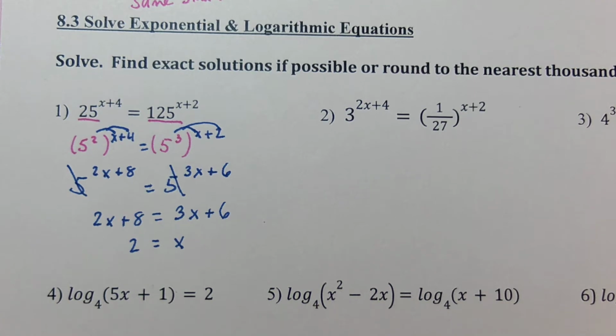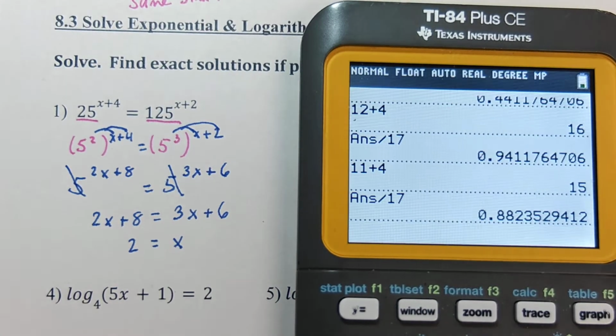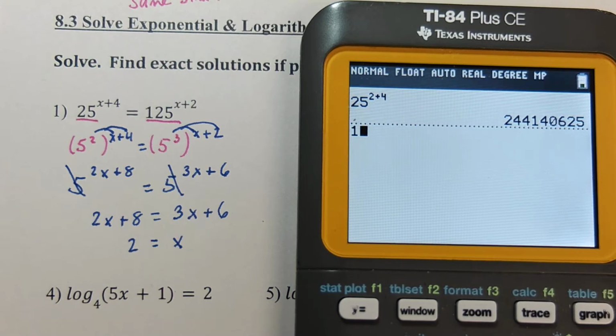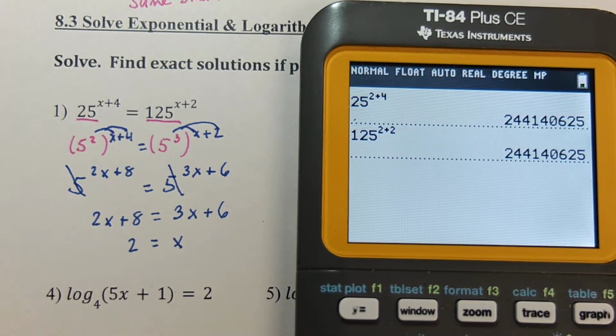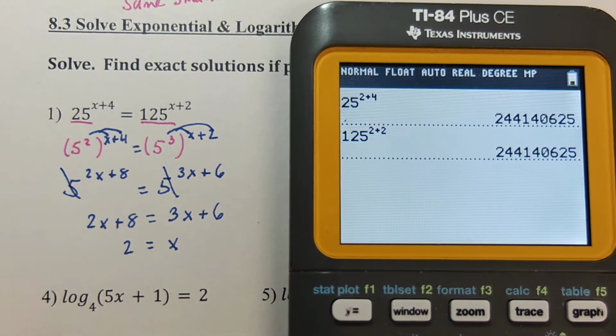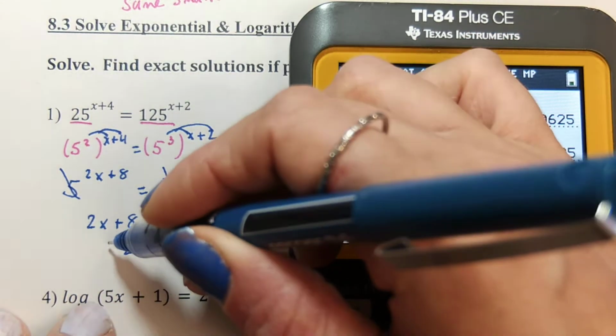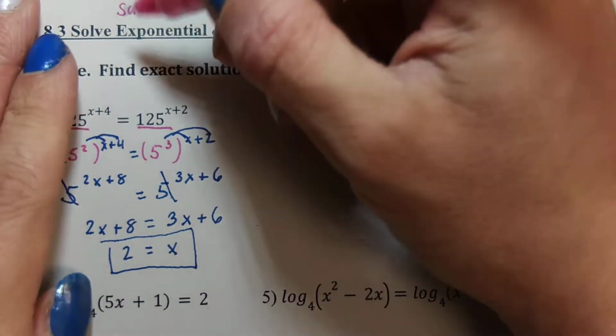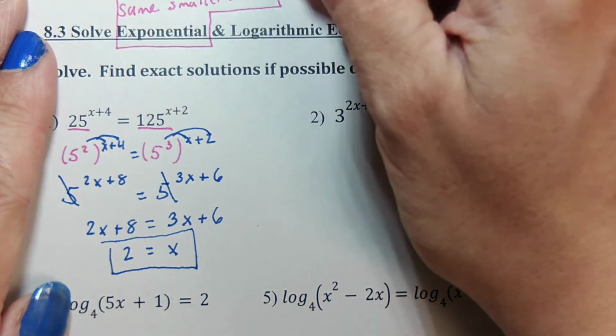So if I wanted to just check myself, not check for extraneous solutions, but just check myself, I could on my calculator try 25 to the 2 plus 4 and 125 to the 2 plus 2. And you'll see that we get the exact same answer. So if you want to check yourself for accuracy, you can on these using your calculator, but you don't have to check for extraneous solutions like you do with the logs. So exponentials, same smaller bases.